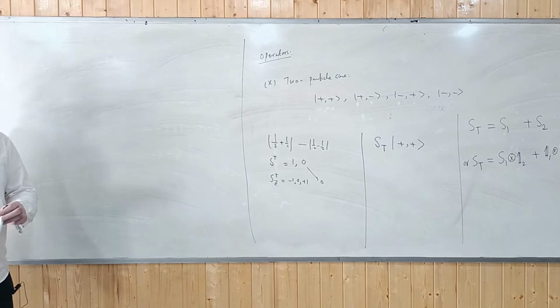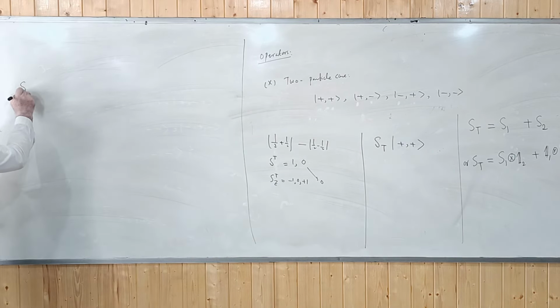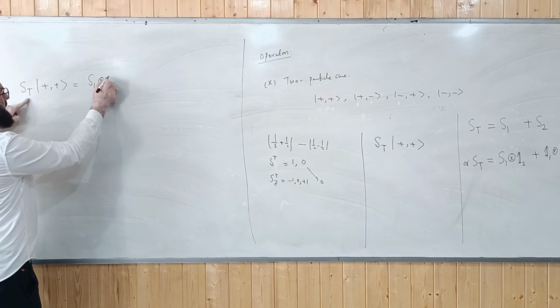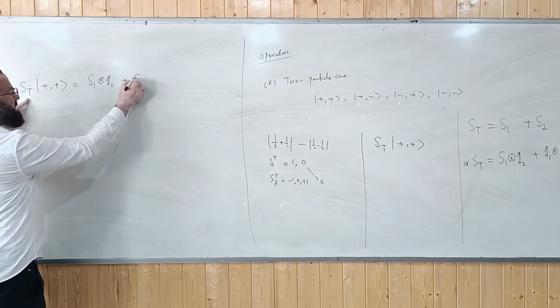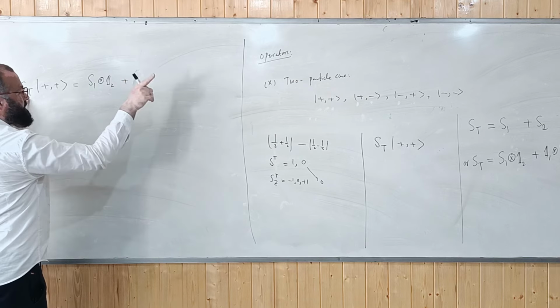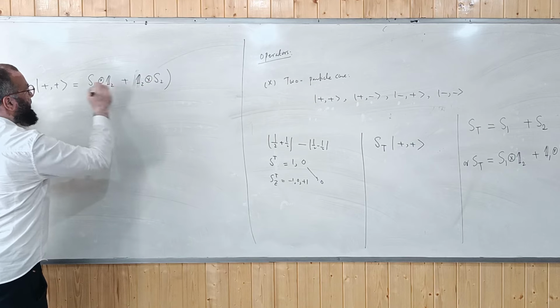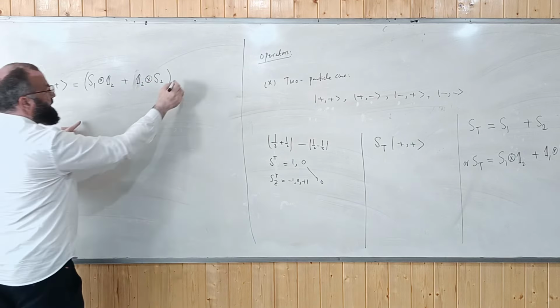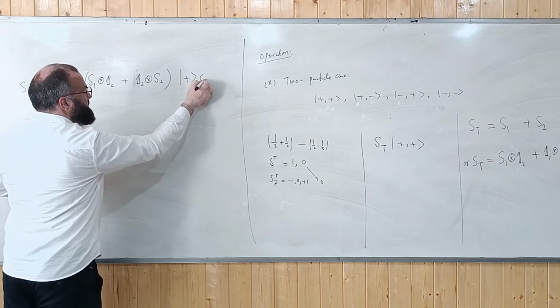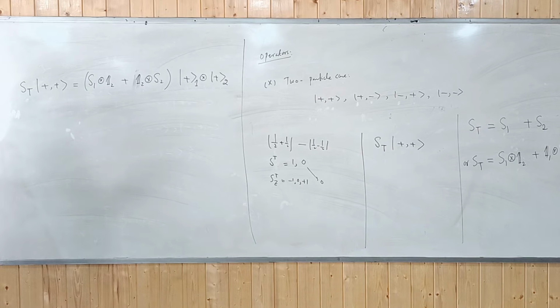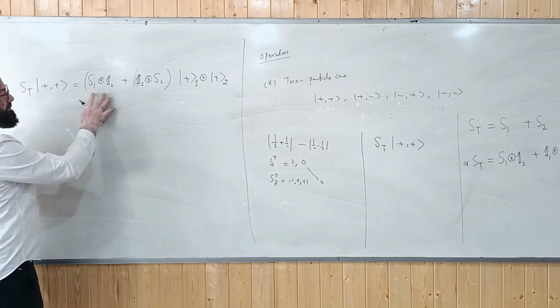So let's take this S total acting on this plus plus. What is actually this thing? So S total is actually S1 tensor I2 plus I1 tensor S2. So I2 cancels S2. So what is this plus? It's actually plus 1, cancel. Got it? So now let's operate these things.